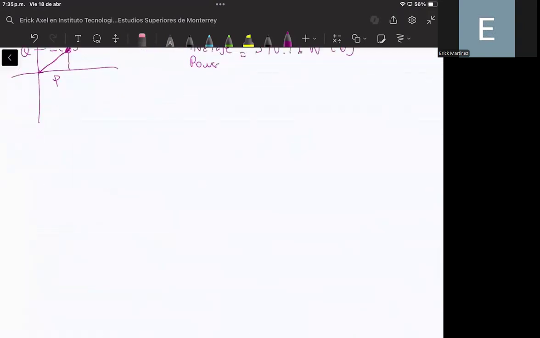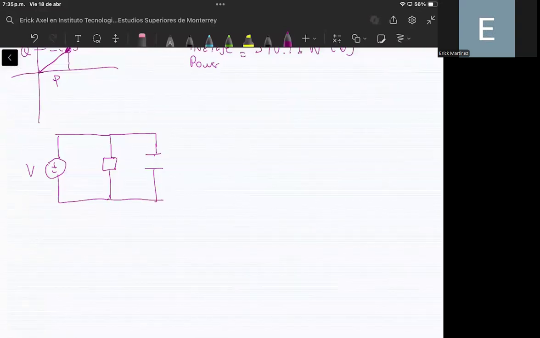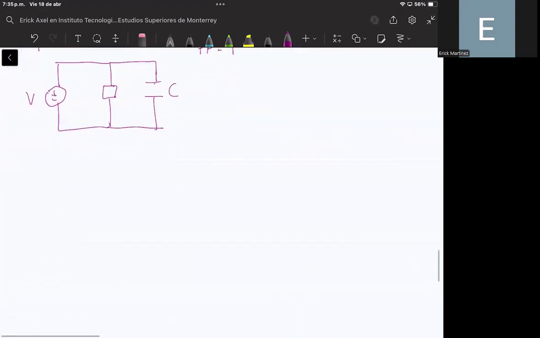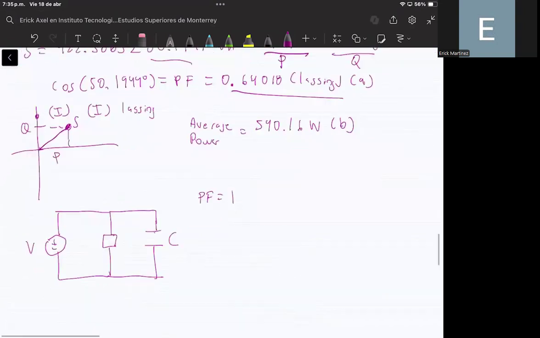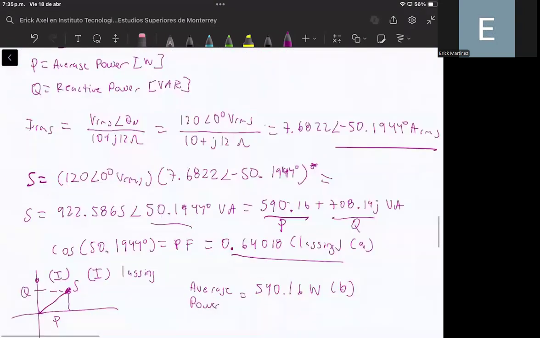So that means that we have here again the circuit. Here we have the voltage source, and here we have the load of the circuit. And we need to connect a capacitor in parallel to the load in order to correct the power factor. In this case, we want to generate a power factor equal to 1 for the whole circuit. So what we are basically doing in order to improve that power factor, to move the power factor from 0.64 to 1, is the following.